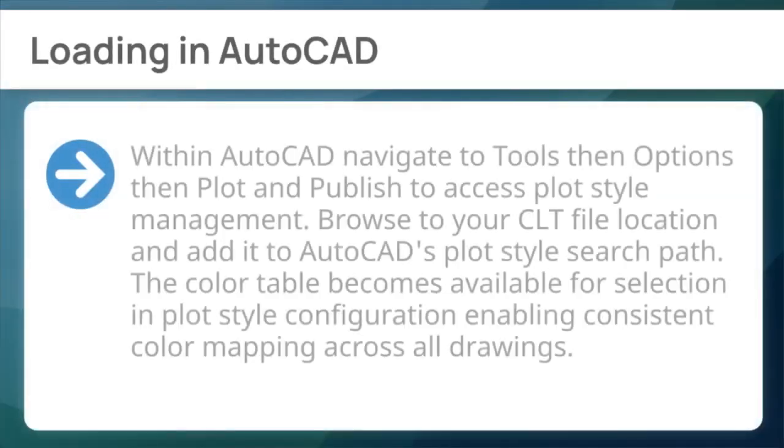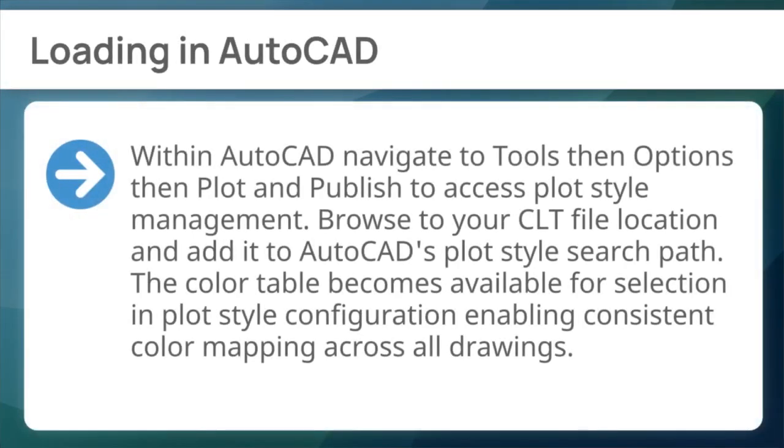First, loading in AutoCAD. Within AutoCAD, navigate to Tools, then Options, then Plot and Publish to access plot style management. Browse to your CLT file location and add it to AutoCAD's plot style search path. The color table becomes available for selection in plot style configuration, enabling consistent color mapping across all drawings.